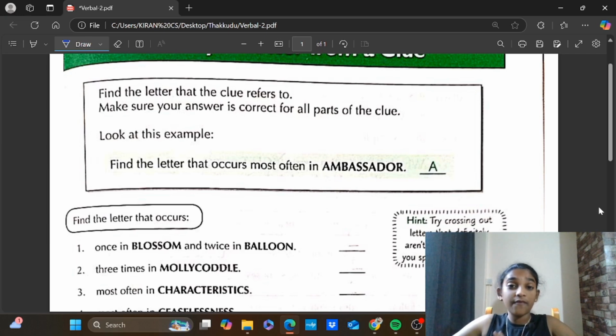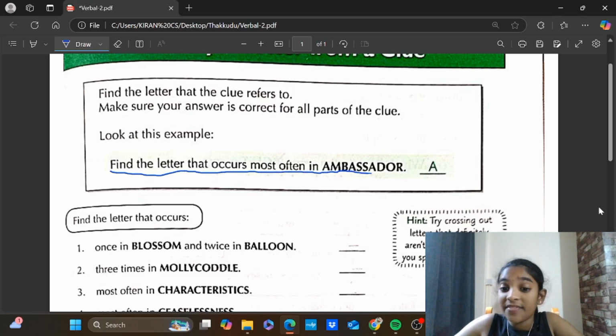Before going to our first question, there's an example here. Find the letter that occurs the most often in this word. Okay? So we need to find which letter comes most often in this word. So A, does it come often? 1 here, 2, 1 here, and 1 here. Yes, it comes most often. It comes 3 times. So the answer is A.